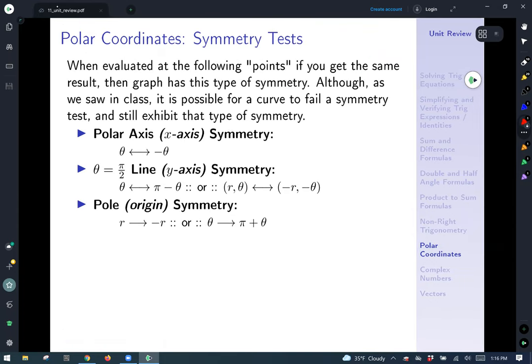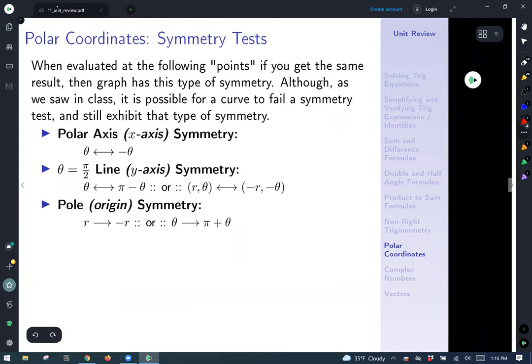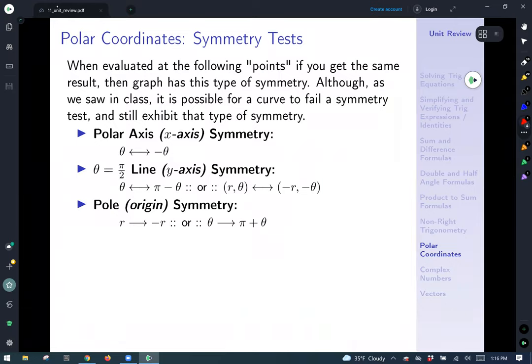Again, this is a summary slide. There are better summary slides. I just copied something that had already been typed. And so use those. But graphing polar coordinates, symmetry tests was something that we had to do. Check and see about the symmetries of all the things where you replace the inputs or even the r's, the combination of both with different inputs, and see if you get the same thing. And as we saw in class, it's possible for a curve to have the type of symmetry but still fail the test. Oftentimes, this test is not as reliable as this test, for example.